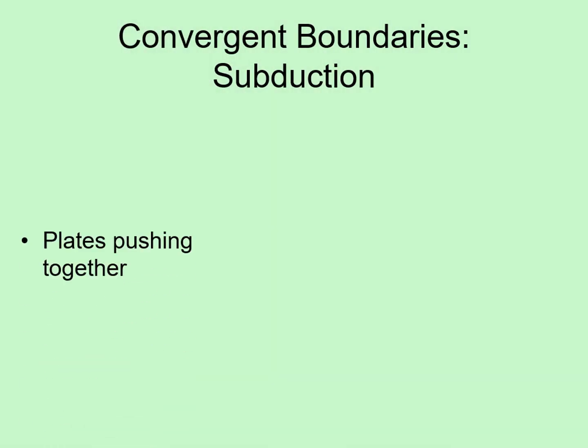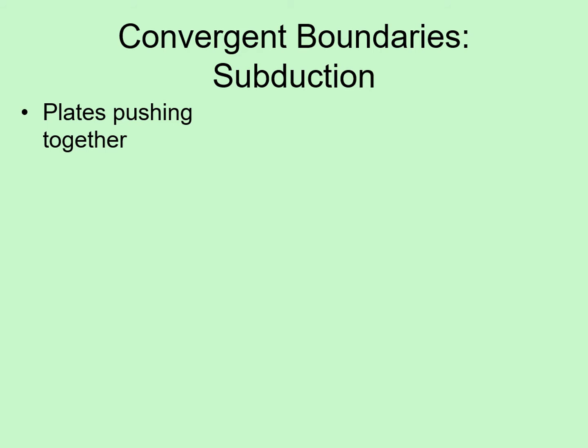Convergent boundaries are places where two crustal plates are pushing together. There are a couple of different kinds of convergent boundaries, but the most important one is called a subduction zone. We've already seen that new ocean crust is forming all of the time at mid-ocean ridges. This process has to be balanced out by losing crust somewhere else, and that's what happens at subduction zones.